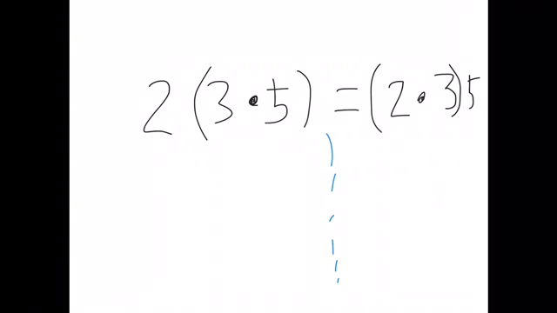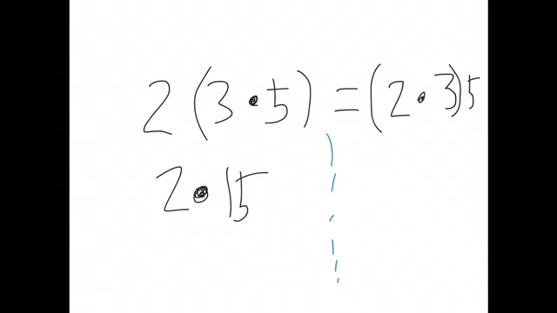Okay, so the 15 was right, because 3 times 5 is 15. But it's 2 times 15 because of this parenthesis right here. Sorry about that mistake. So 2 times 15, what is that? Well, that would be 30.